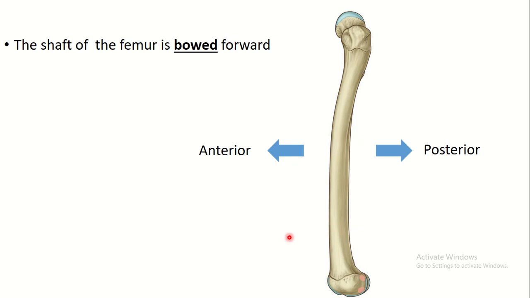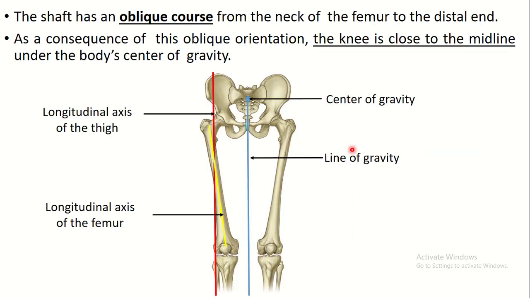The shaft of the femur is bowed forward يعني مقوس للأمام. هذه anterior هاي posterior، بنشوفها من lateral side راح نشوفها مقوس للأمام. The shaft of the femur has an oblique course from the neck of the femur to the distal end.